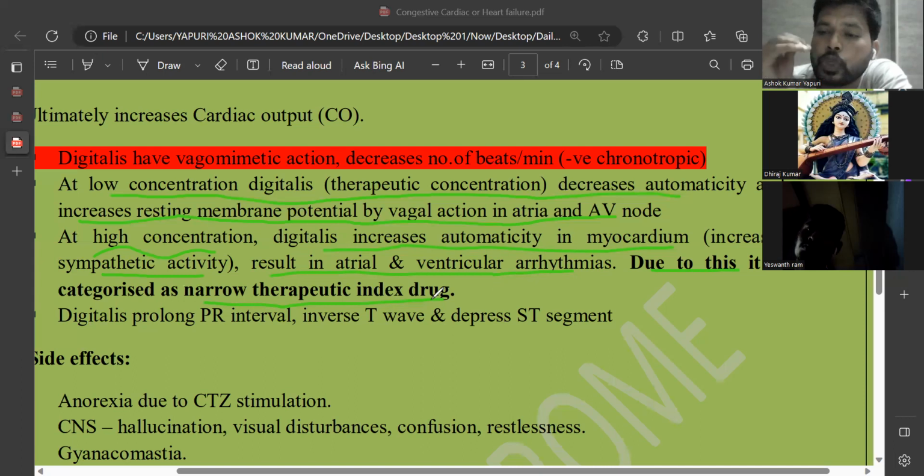So initially the drug is showing good effect, but when the dose is increasing, what is happening? It's showing some toxic effects, and that's why this drug is called a narrow therapeutic index drug.